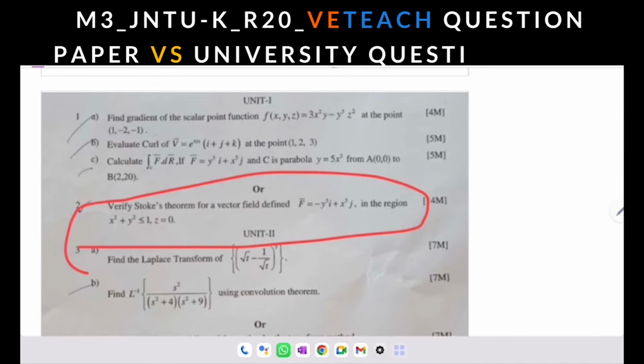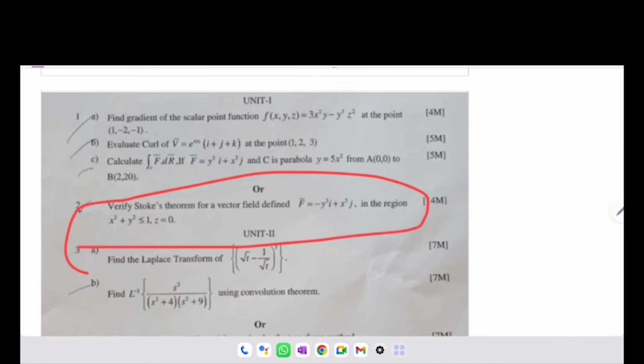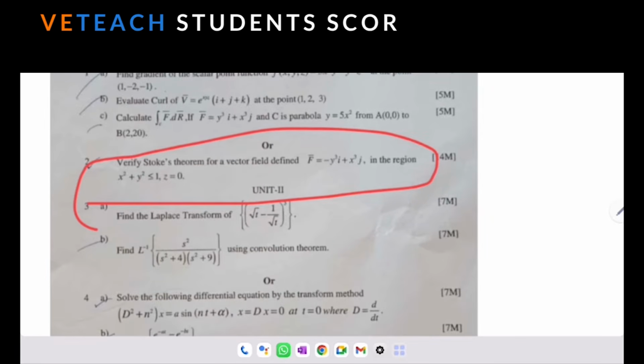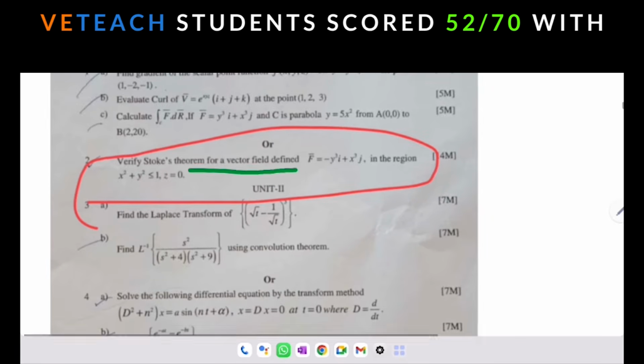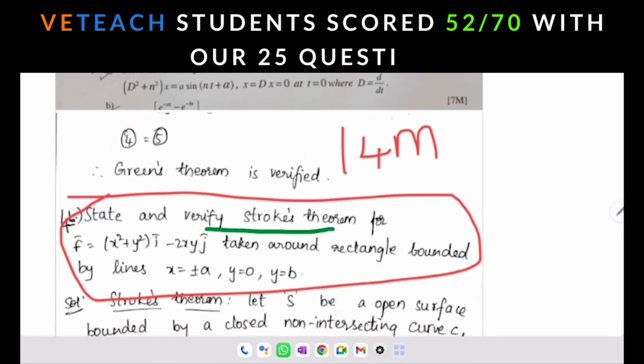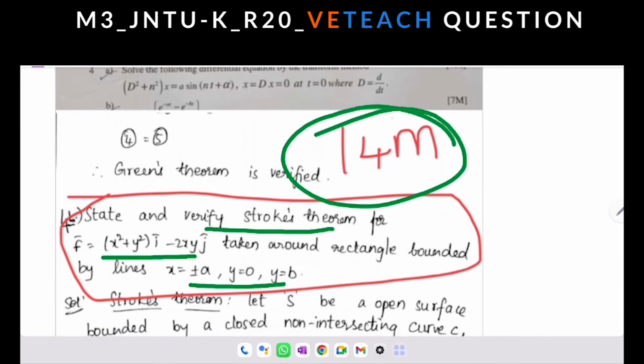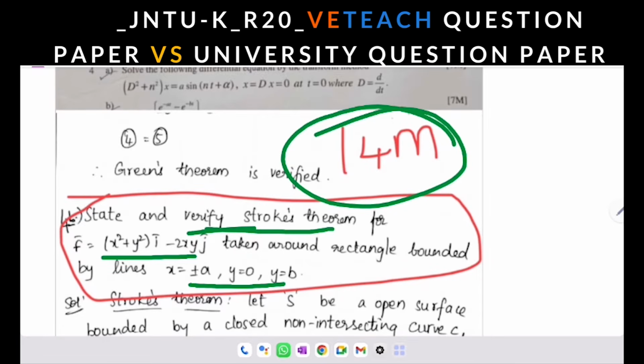The next one is to verify Stokes theorem of the given function. So the same model question we have given in our British material. This is a 14 marks question, same model, but just the numericals have been changed. Here also we have given the verification of Stokes theorem problem.